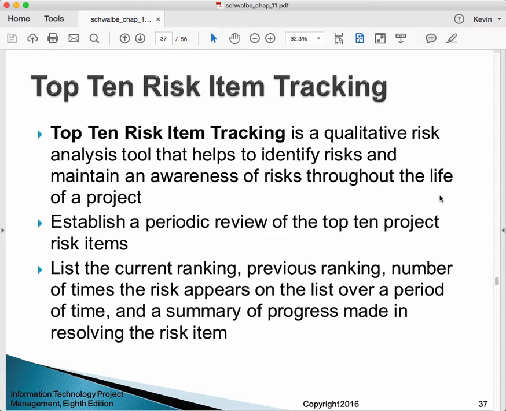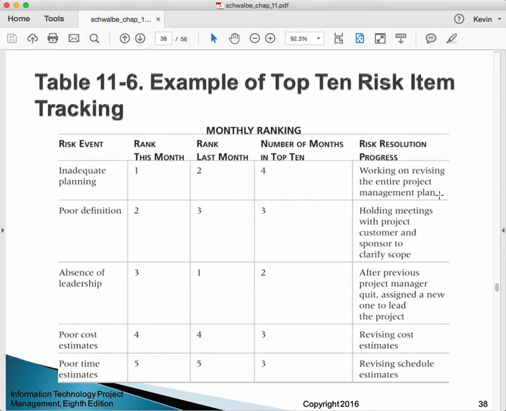Top 10 risk item tracking is a qualitative risk analysis tool that helps to identify risks and maintain awareness of risk throughout the life of a project. So you establish a periodic review of the top 10 project risk items. You list the current ranking, previous ranking, number of times the risk appears on the list over a period of time, and a summary of progress made in resolving the risk item. So let's look at this. So here's a top 10 risk item tracking report.